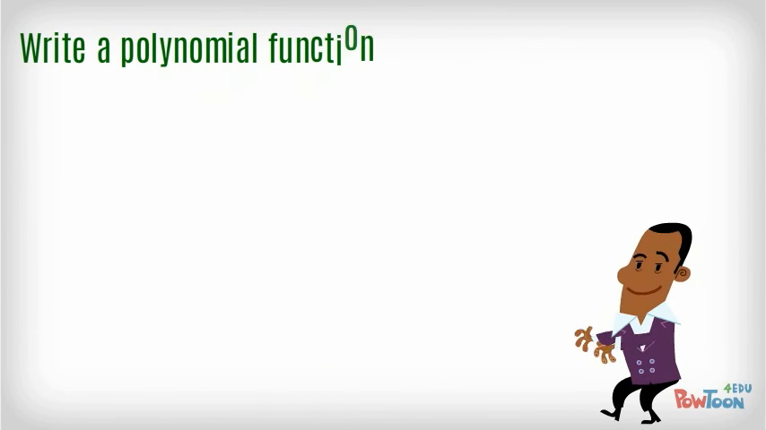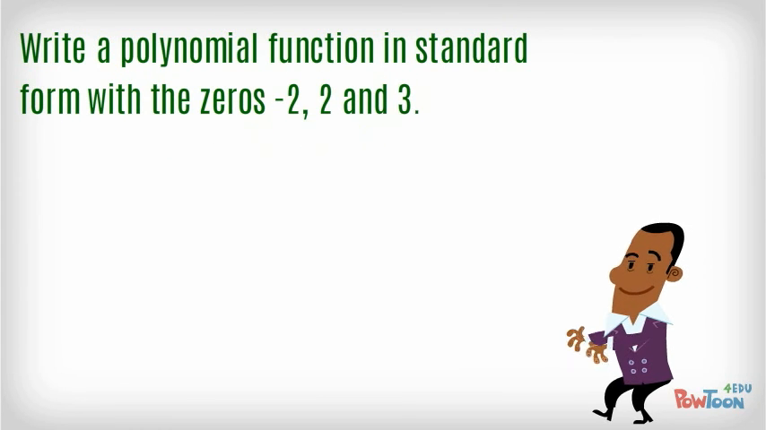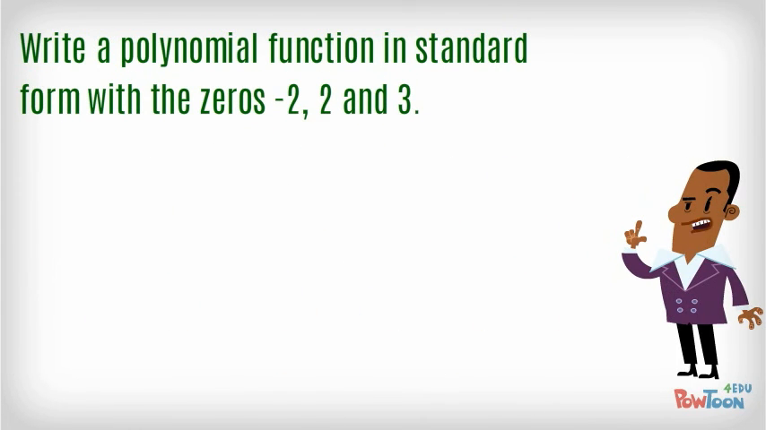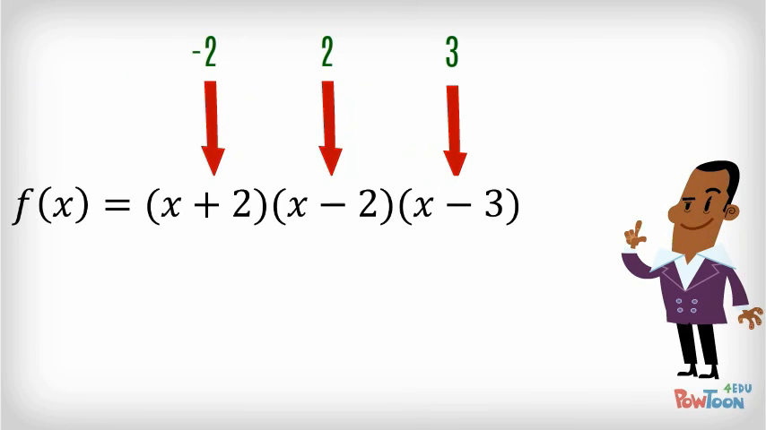Okay, another one. Write a polynomial function in standard form when given some zeros. In this case, -2, +2, and 3. How are we going to do this? Given the zeros. So where do we go from here? Think about that. What do they tell us?